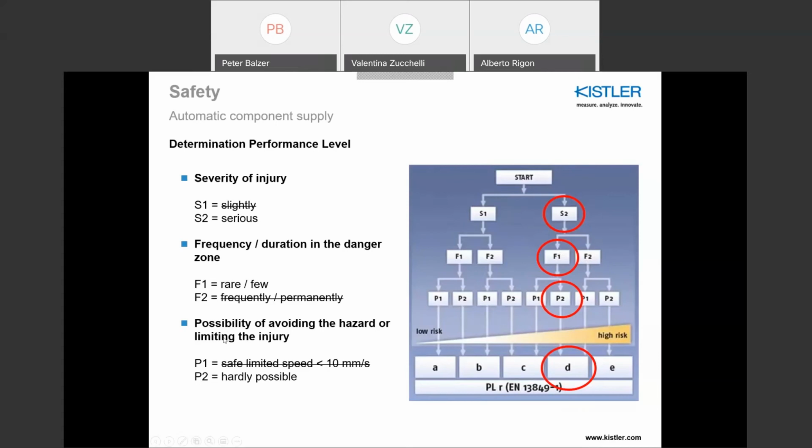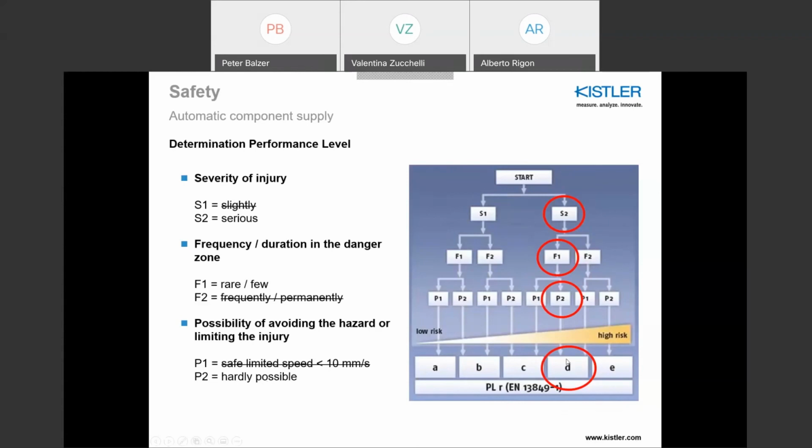The third thing is possibility of avoiding the hazard or limiting the injury. It's hardly possible, or it would be possible if you reduce the speed constantly to lower than 10 millimeter per second. 10 millimeter per second is by definition a slow speed where the operator has the possibility to react to the danger. That's just for information. If you are below 10 millimeters per second, the operator can recognize that something is happening and get out of the danger zone. If you are above 10 millimeters per second, it's hardly possible.